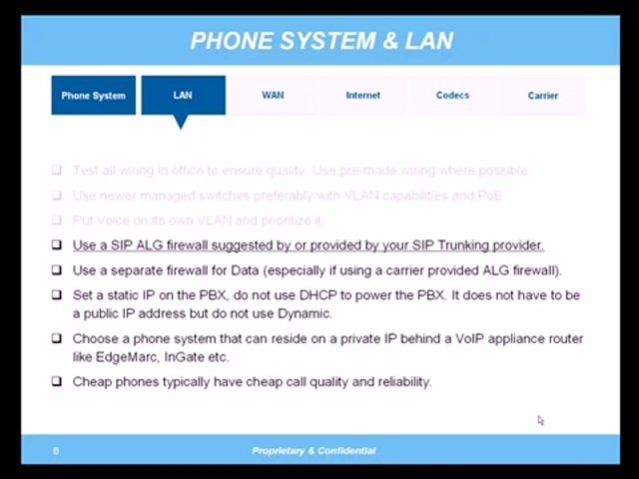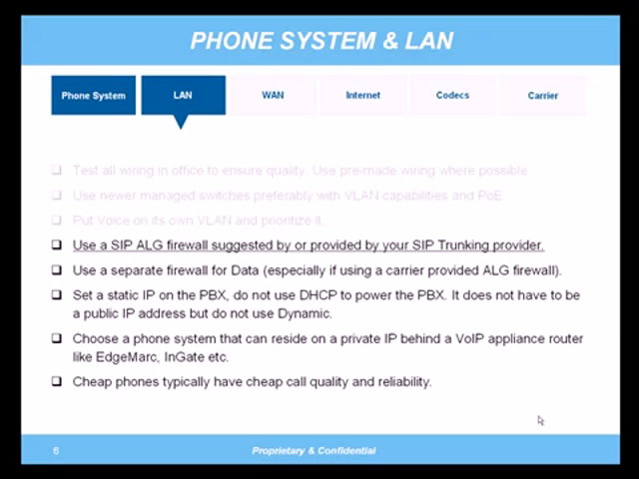Also, you want to use a SIP ALG firewall, usually the one that's suggested by your SIP trunking provider. There are a lot of firewalls out there and they do a great job with data, but most of them do a very poor job with voice over IP. Your SIP trunking provider should have a lab and should have tested a few different firewalls. For example, we use the InGate separator, which is a firewall, or we use the Edgemarc Edgewater, which is a T1 router that we utilize for our ALG.